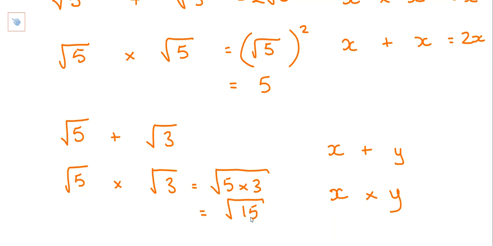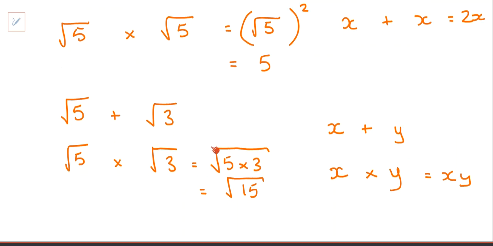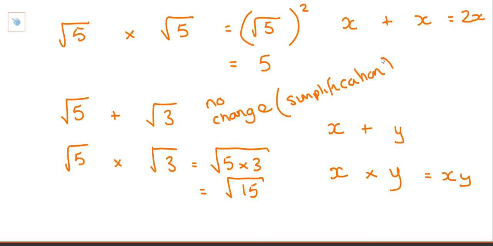If it was algebra, we'd just write x, y, but because we've got numbers, it's like saying 5 plus 3. It would just stay the same, so this one would have no change. When I say no change, I mean no simplification. Okay?